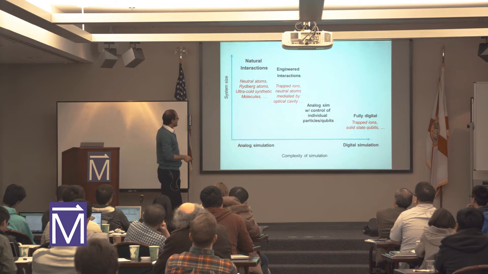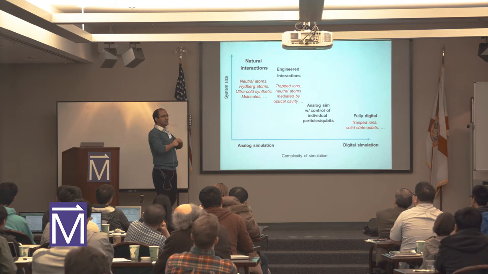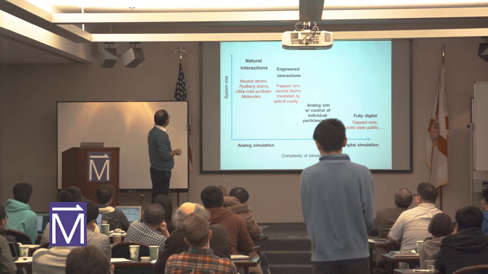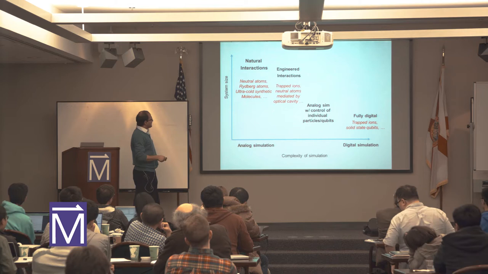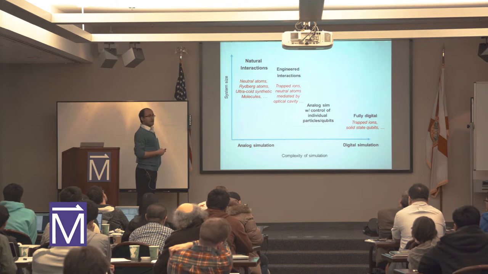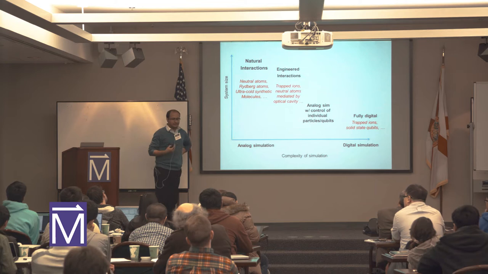So here I have made a definitely not rigorous plot. This is just a conceptual plot, where on the x-axis I'm showing basically the complexity of quantum simulation, and the y-axis is system size. So we have analog simulators and then the digital simulator. Digital simulators are complex because you have to make sure that all the timing sequences are done properly. And then you have a range of analog simulators. And even within the analog simulators, there are different kinds of systems.